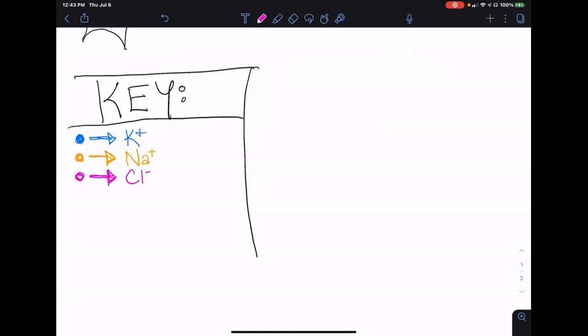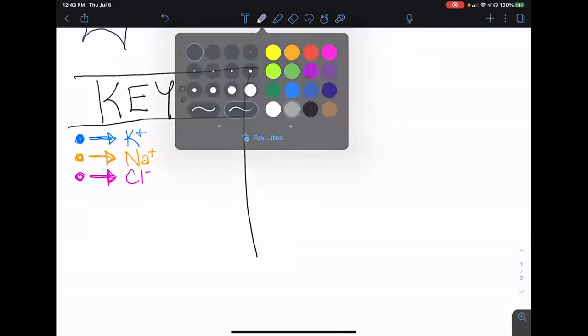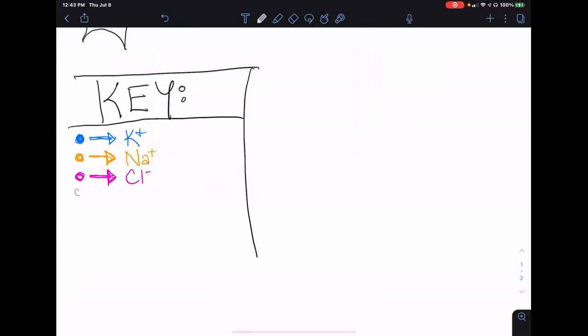There's one other thing we're going to add here, one other little circle. We're going to make it gray. These are large proteins that are trapped inside the cell, inside the neuron. They're large negatively charged proteins that we're going to call anions. Any ion that's got a negative charge is an anion, so chloride is technically also an anion. Any ion that's got a positive charge is considered a cation. So potassium and sodium are cations.